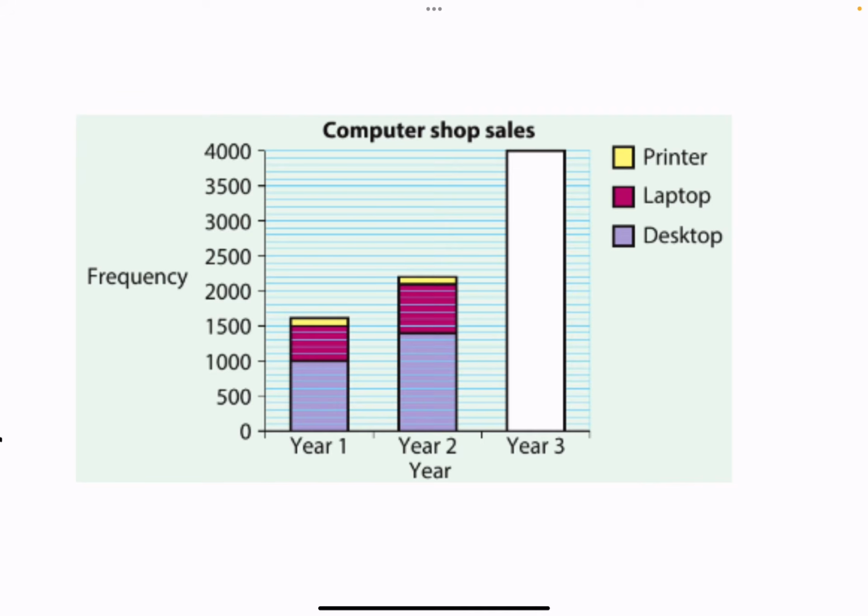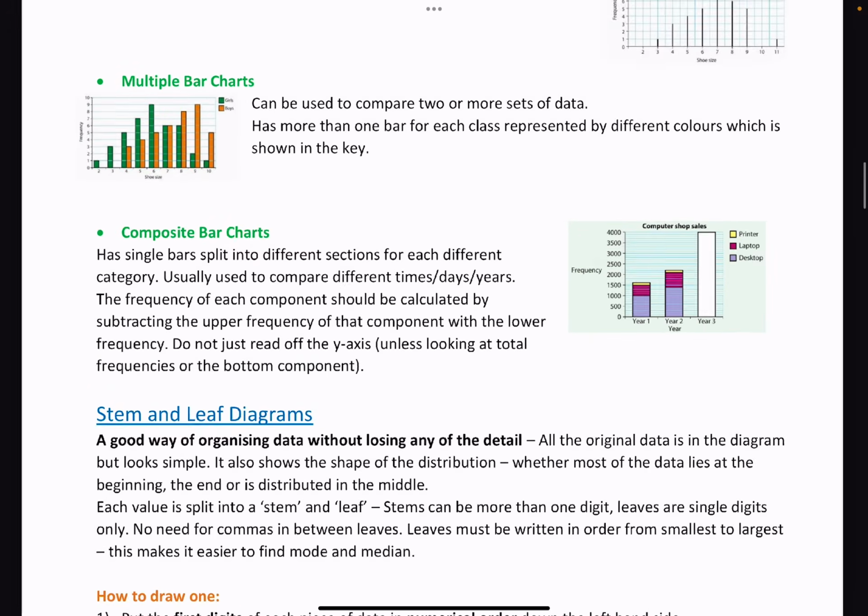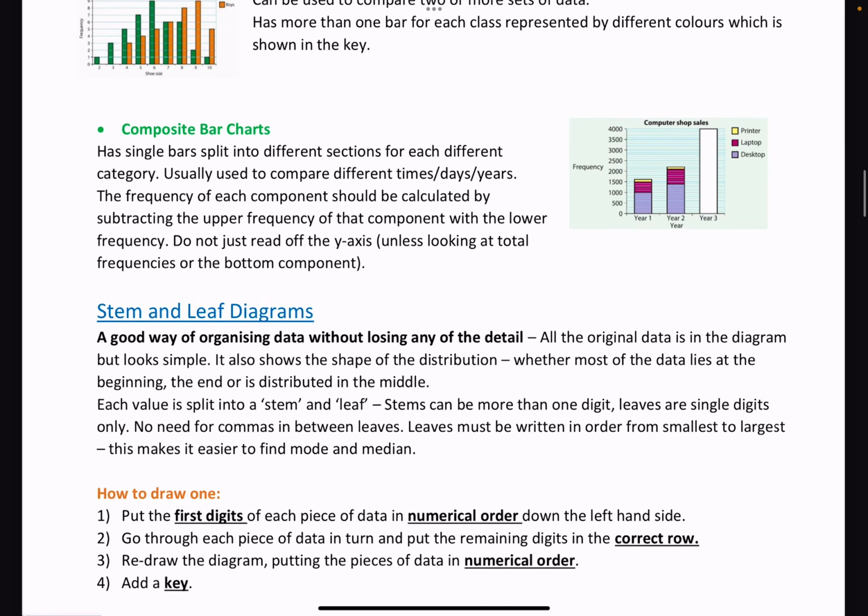Whereas in year 3, it's all white, and that's not even part of the key, so I can't even tell you what year 3 means. But I can tell you in year 2, there was a higher proportion of laptops sold in comparison to year 1, and you can just tell by the size of the bar. So again, composite bar charts are more likely what you're going to see in a higher stats paper.